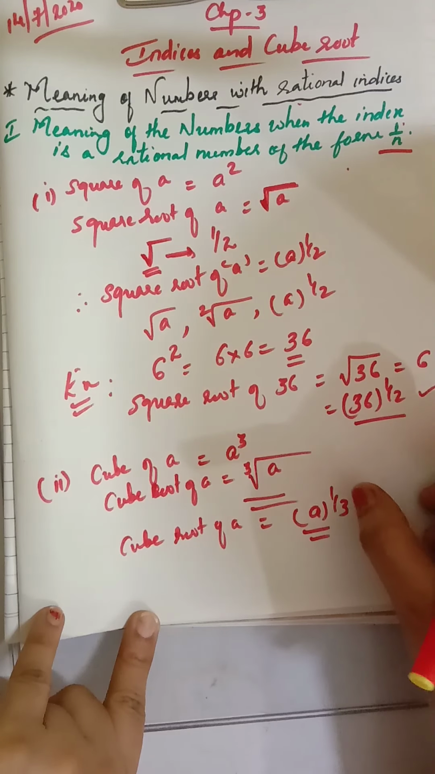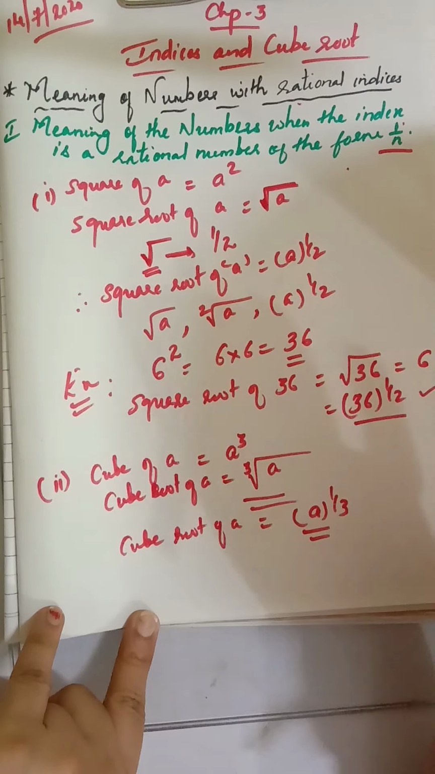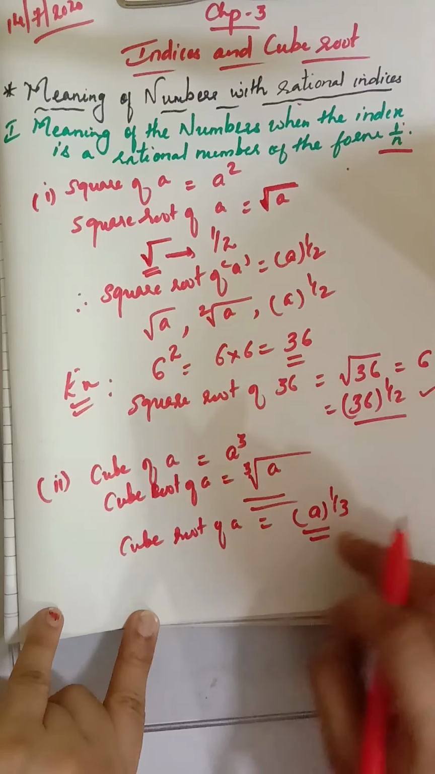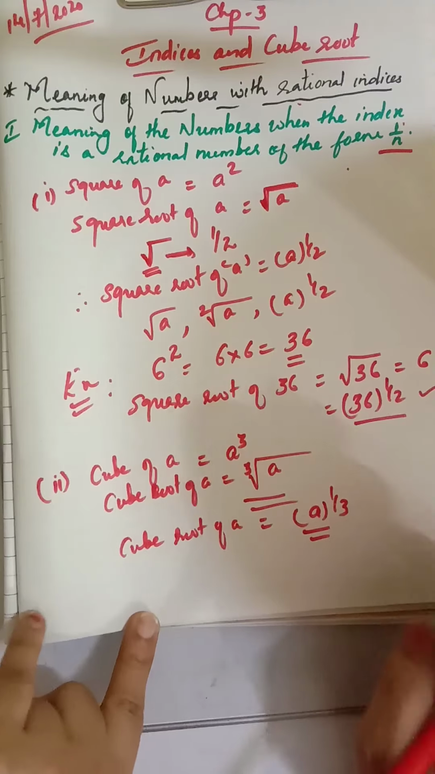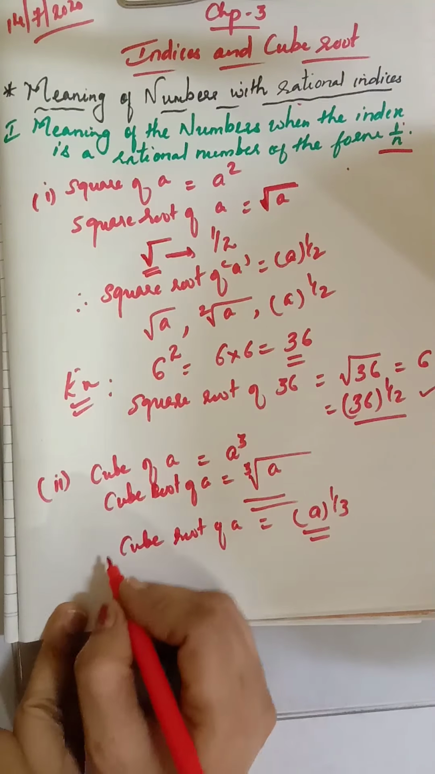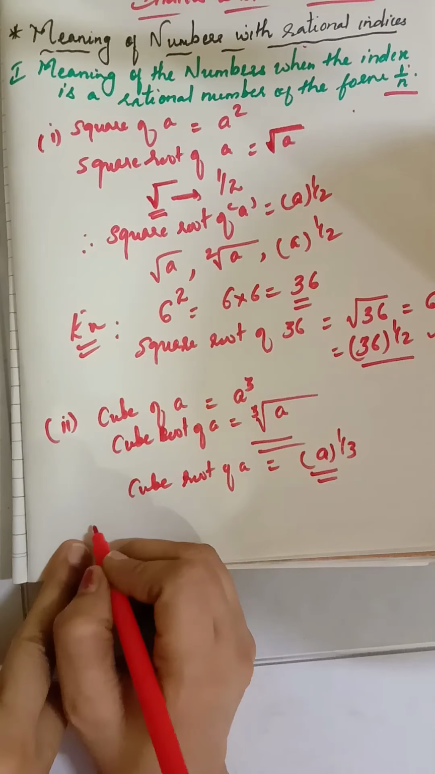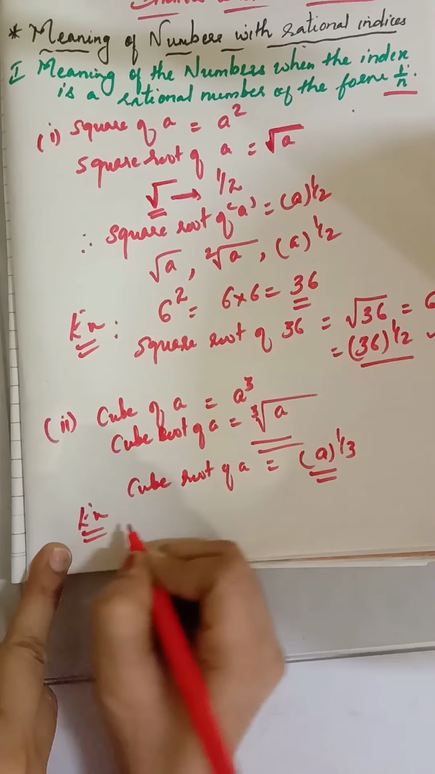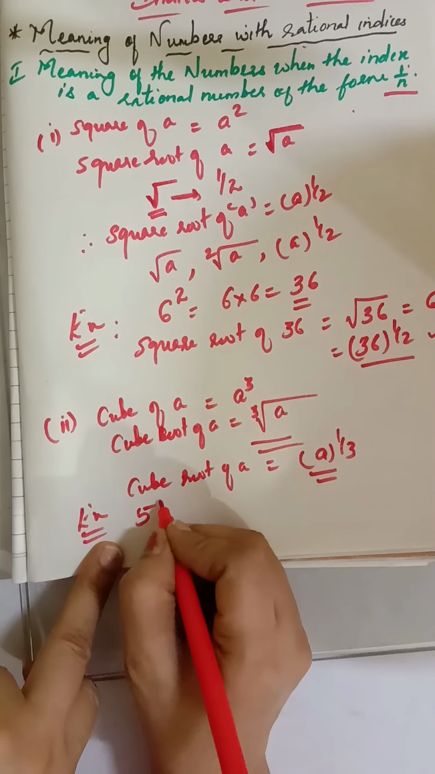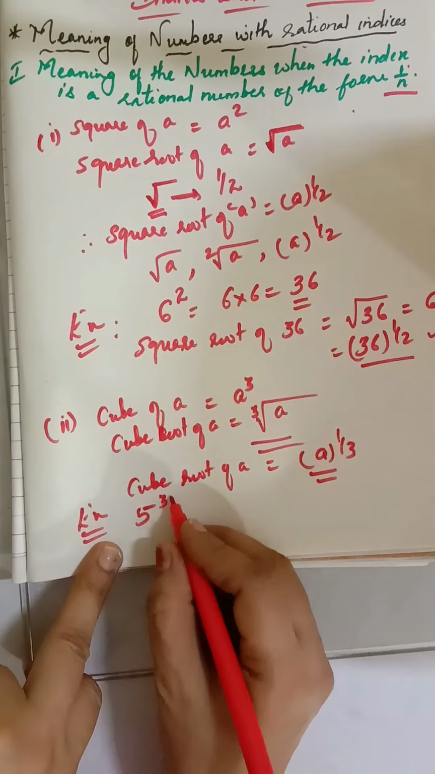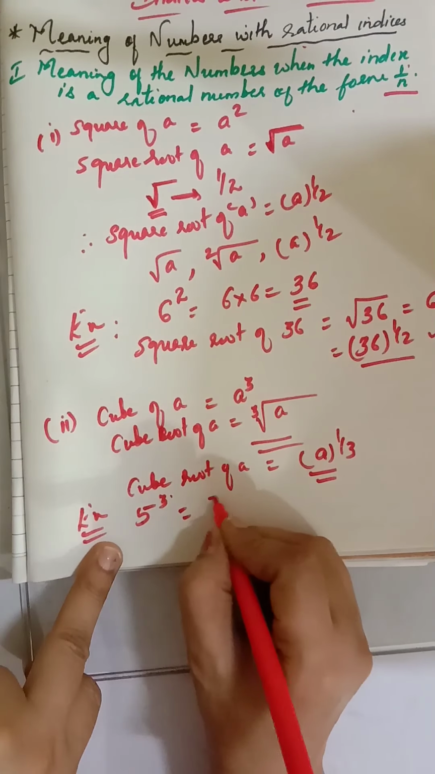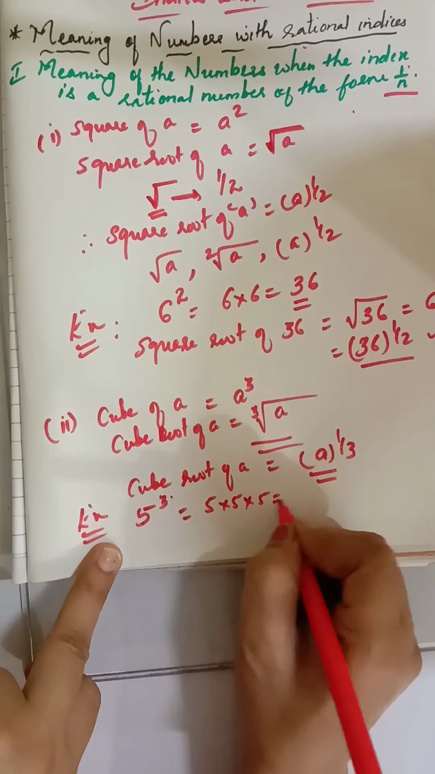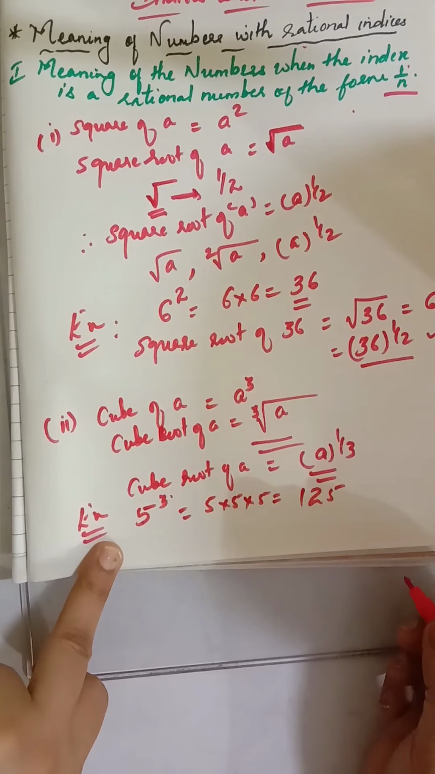1 upon 3 indicates the cube root of any number. Here I have used a, so it is the cube root of a. Now suppose we take an example. If we are writing the cube of 5, so 5 cube, that is equal to 5 into 5 into 5, and that is equal to 125.